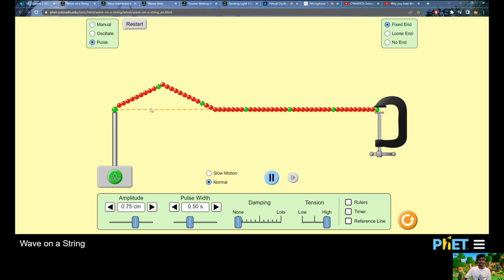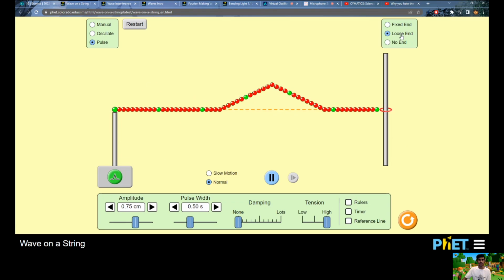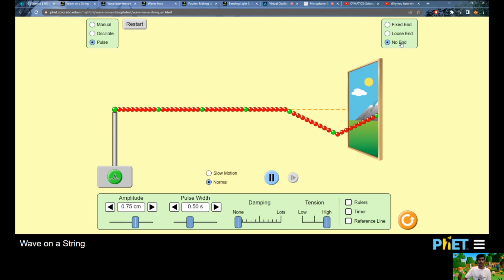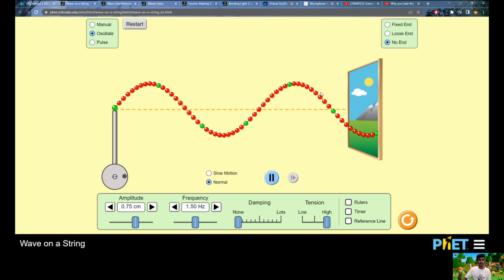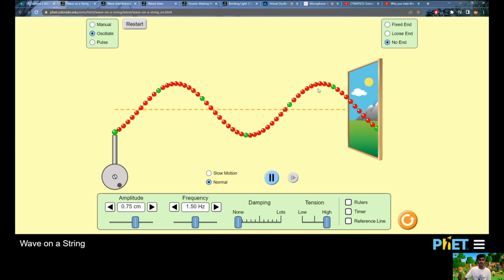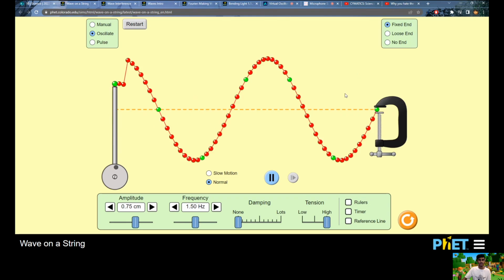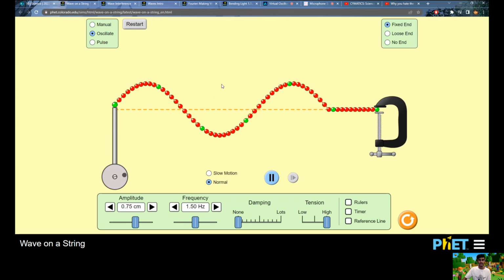So you're going to investigate how does a pulse reflect at a fixed end, at a loose end, and if you let it go out the window, it completely disappears. Then you're going to be testing this out with waves, a series of pulses, and in particular to try and create a pattern of standing waves.